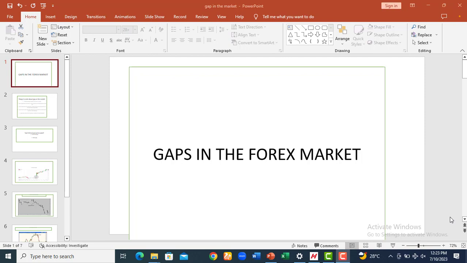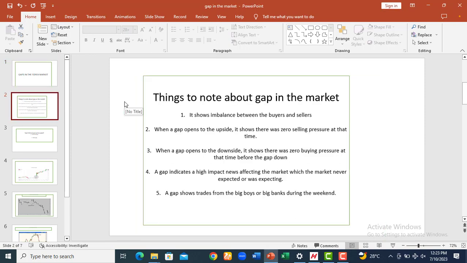So before I go ahead, let's go to things to note about gaps in the market. One, it shows imbalance between buyers and sellers. For you to see a gap in the market, whatever you're trading, whether stocks or the currency markets, for you to see that particular space in the market, it actually shows imbalance between buyers and sellers. Two, when a gap opens to the upside, it shows there was zero selling pressure at that time.